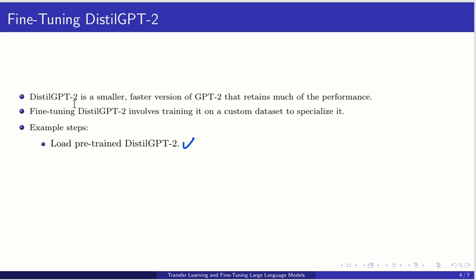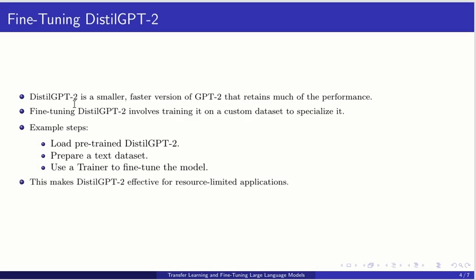That is openly available, or open source. You can say that OpenAI has made it open source. And prepare a text dataset. I have taken a very small one for educational purposes. Use a trainer to fine tune the model, and this makes Distill GPT-2 effective for resource limited applications. That means basically I wanted to use it on microcontrollers for a robot specific task. In later videos I will explain it, and it can be used for any task.